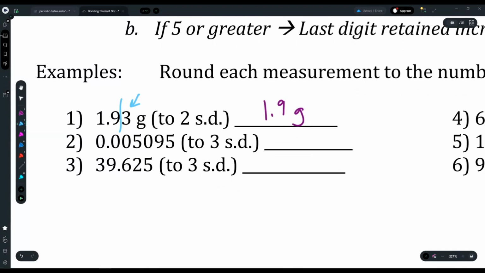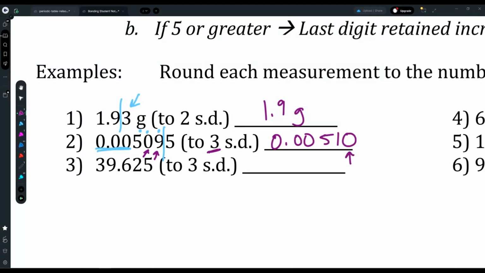Now to 3 sig digs, so remember leading zeros do not count. So 1, 2, 3. So my cutoff line is right there. 5 is right after the cutoff line, so that means that rounds up this 9. But because the 9 rounds up to 10, that's also going to bump up the next one. So this is going to turn into 0.0051, and we got to put a 0 there because it wants 3 sig digs, and this trailing 0 does count as a sig dig.